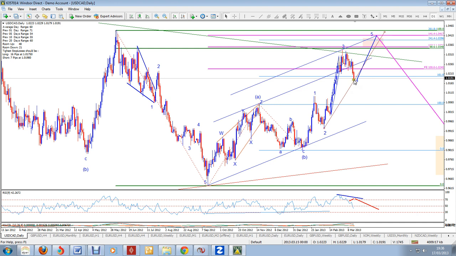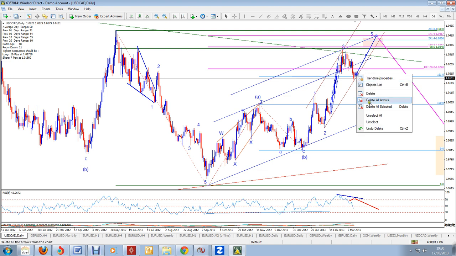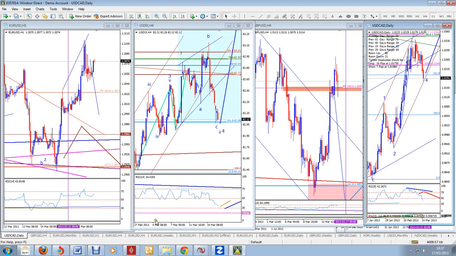Maybe like this. So we've got 1, 2, 3, 4 nearly done, and we'll be looking for moving up in wave 5 during the week. So I think this week is going to be momentous. It may actually result in the dollar forming a significant top and trend change.